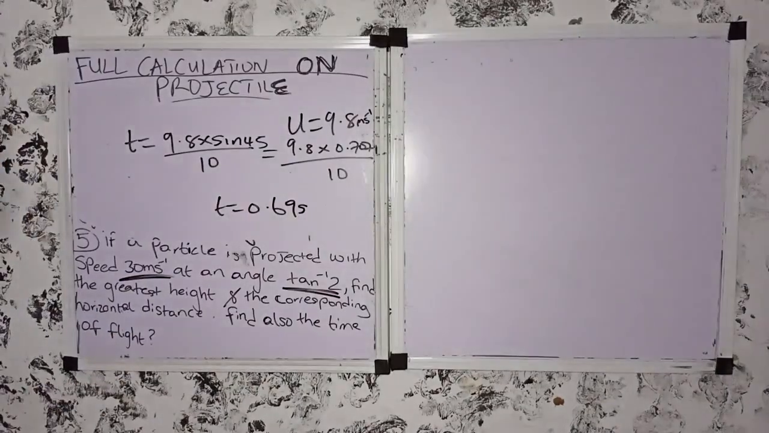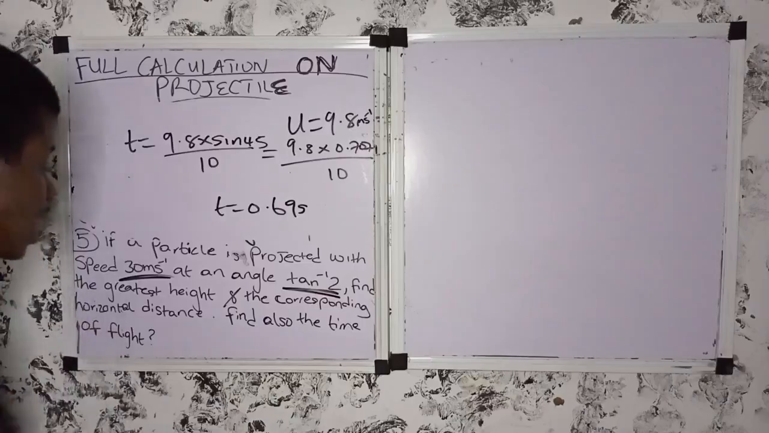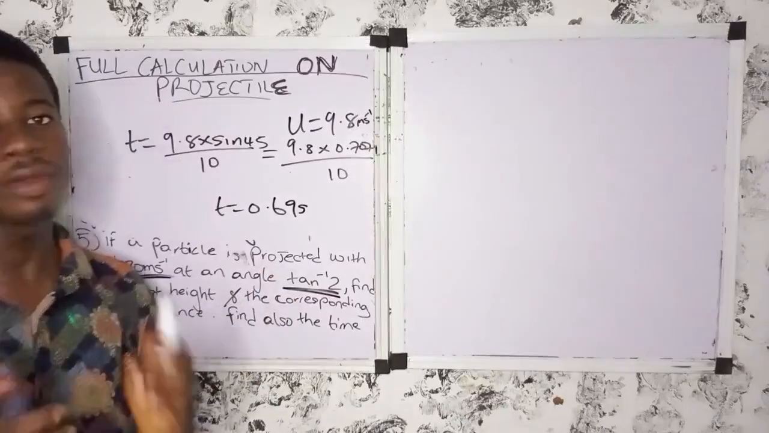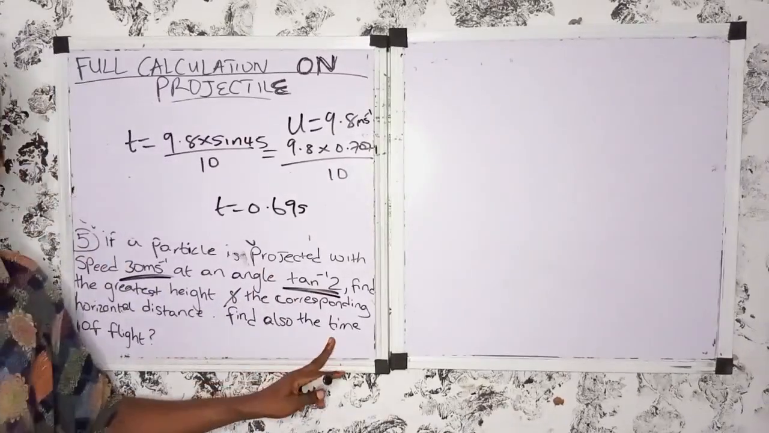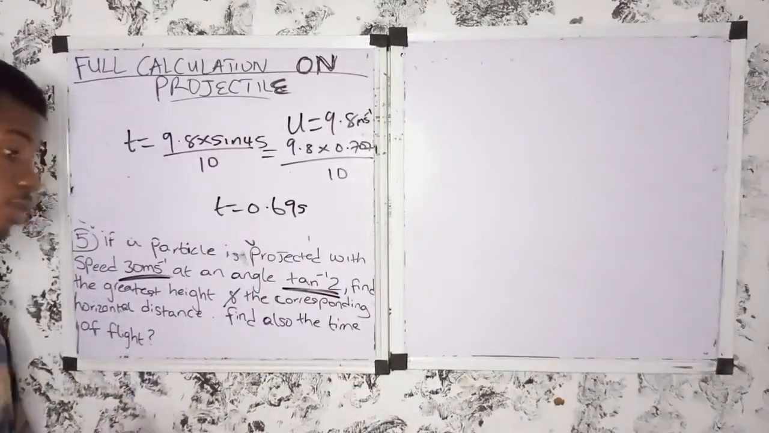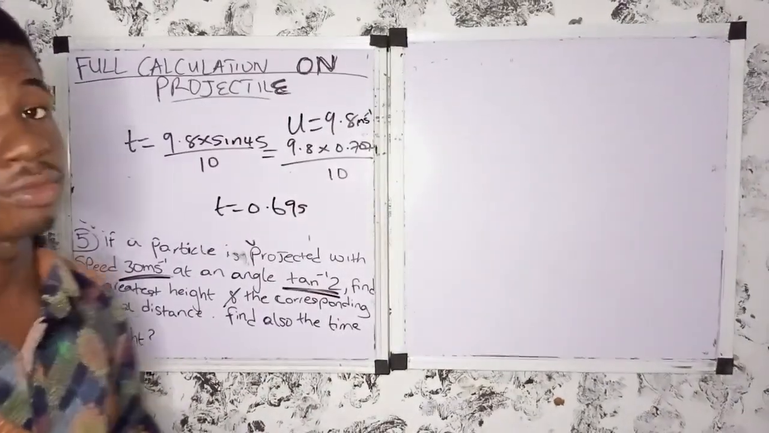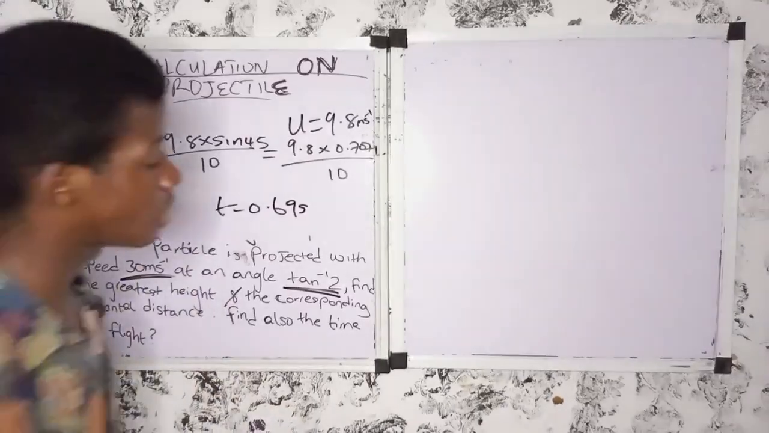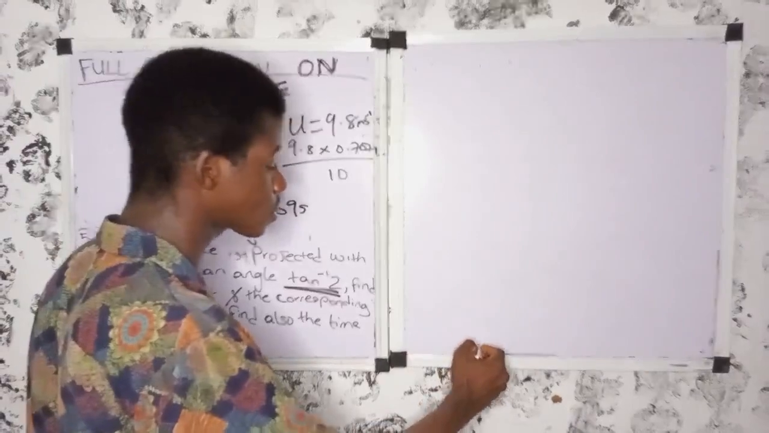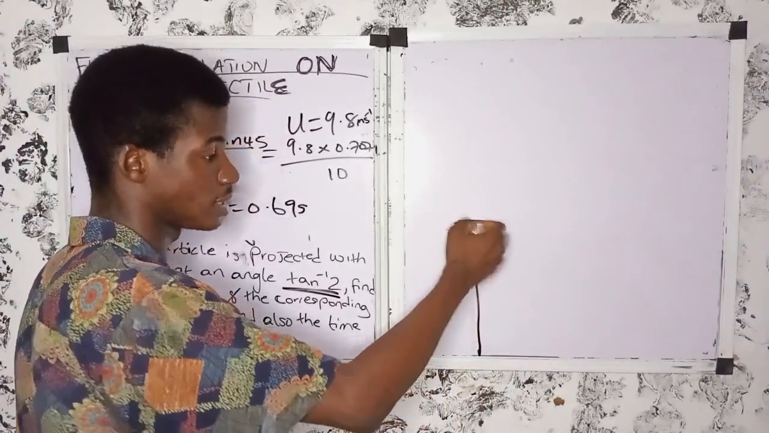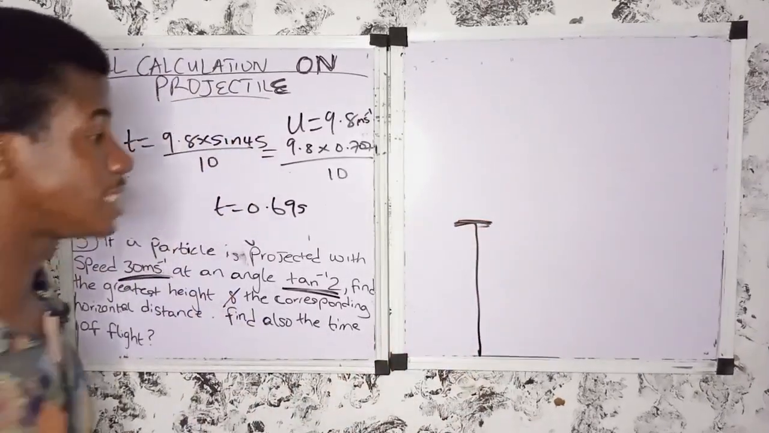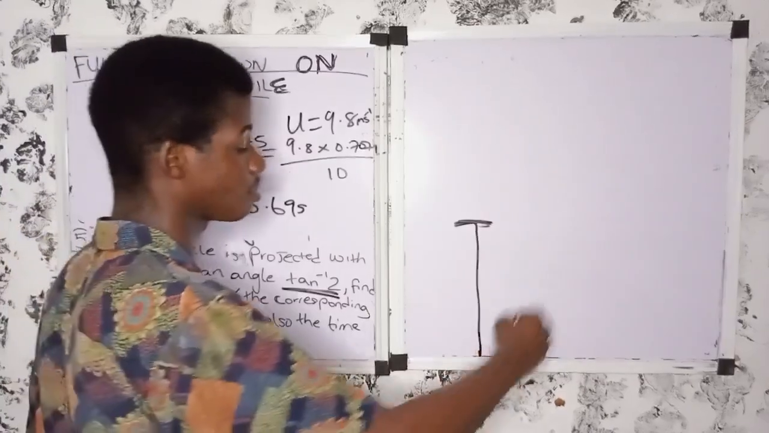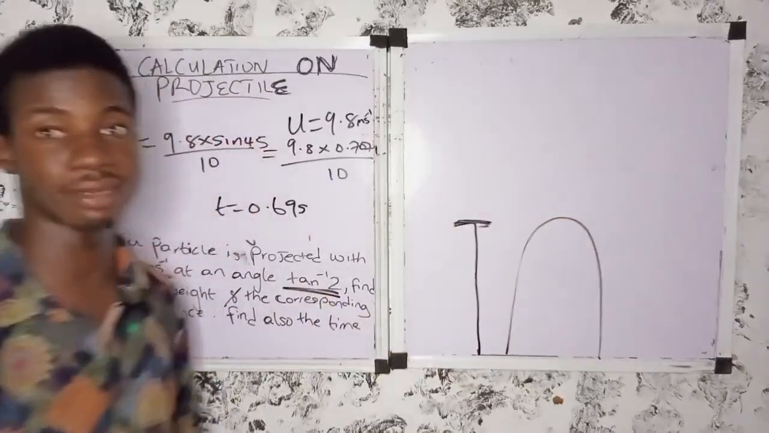Find also the time of flight. So they're asking us to look for the maximum height and the time of flight. Now I want to tell you something regarding this time of flight, so I don't confuse you. There's what we call total time of flight, and there's what we call time of flight. Time of flight is the time it takes a body to reach maximum height, while total time of flight is the time it takes a body to reach the maximum height and also fall to the ground, right?